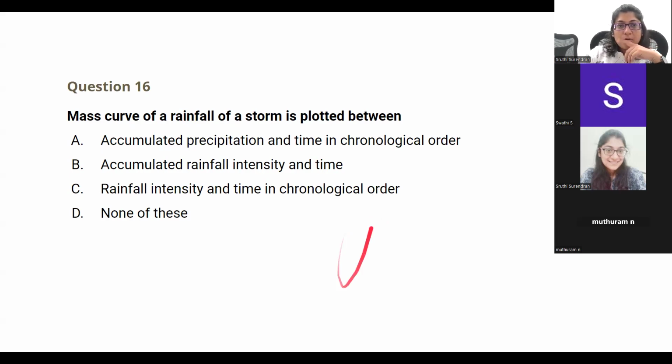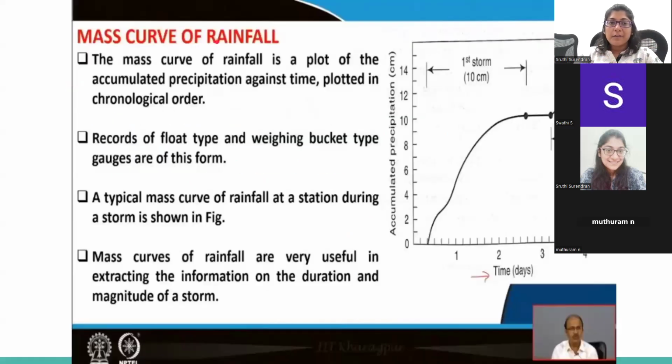Okay. So what is this mass curve of rainfall? It is nothing but the data that we get from recording gauges. We said that the recording gauges are continuously recording data, and the data obtained from these recording gauges is basically giving us information about the mass curve of rainfall. So it records the float time and weighing bucket type are of this form.